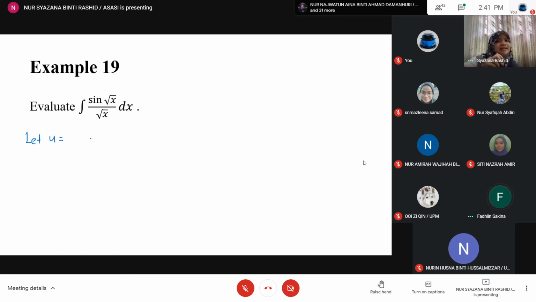And remember, you cannot choose x. We cannot just choose x as the substitution. Okay, any other? Square root x. That is the only one left, right? Now differentiate. So this is actually u equals x power half. Differentiate: 1 over 2 x power half minus 1, negative half. This is du dx.